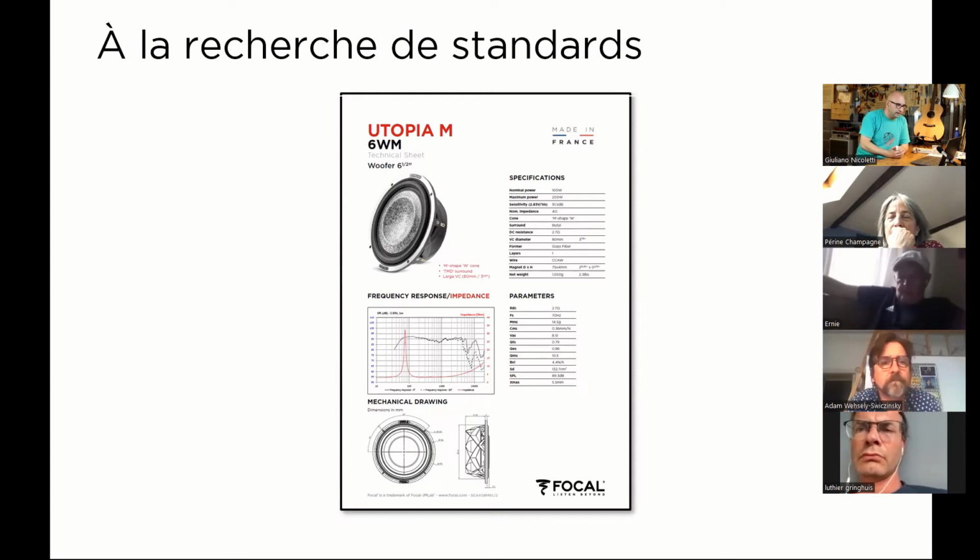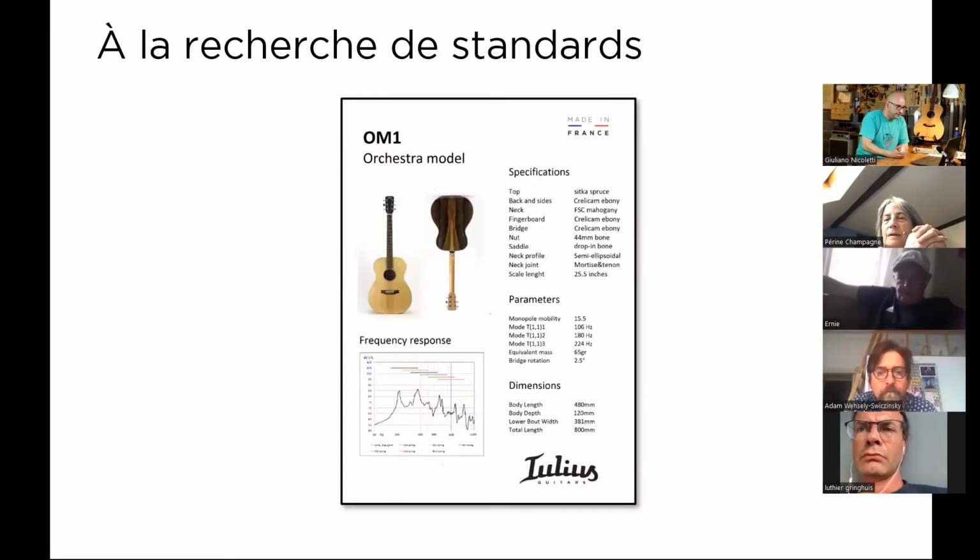And when you buy a speaker, this is an example, it's in French again. When you buy a speaker, you have a specification sheet that tells you the frequency response and the parameters. I would say, why not do the same with guitars, where you can add to your specification sheet not only the wood that you are using, but also the main mode frequencies, the frequency response, and the main parameters.